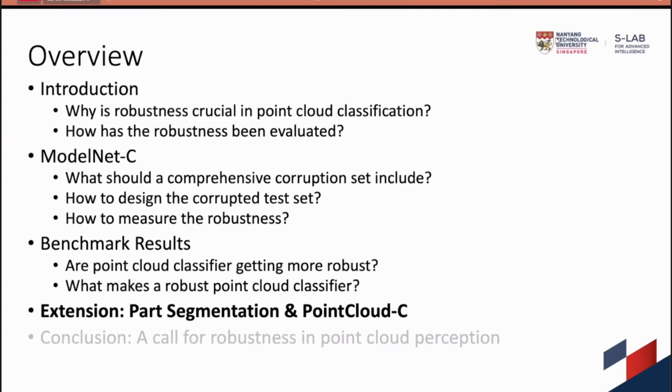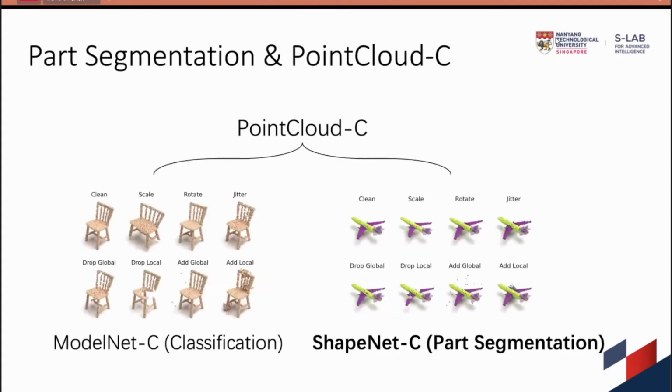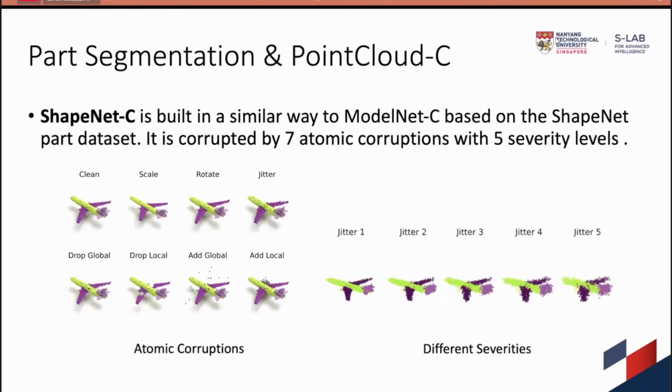Besides classification, we further extend our robustness study to part segmentation in order to reveal more conclusions on general point cloud perception. We named the test suite for general point cloud processing as PointCloud-C. It contains two sub-test suites: ModelNet-C for point cloud classification and ShapeNet-C for point cloud part segmentation. ShapeNet-C is built in a similar way to ModelNet-C based on the ShapeNet parts dataset. It is corrupted by the 7 aforementioned atomic corruptions with 5 severity levels.